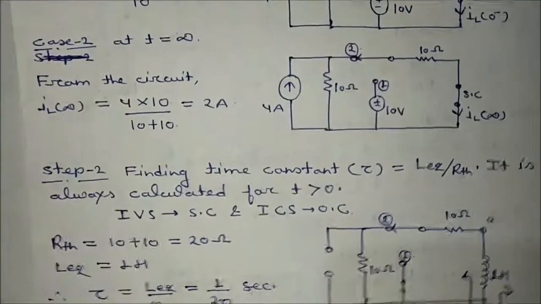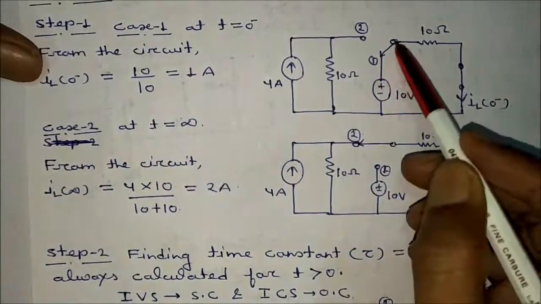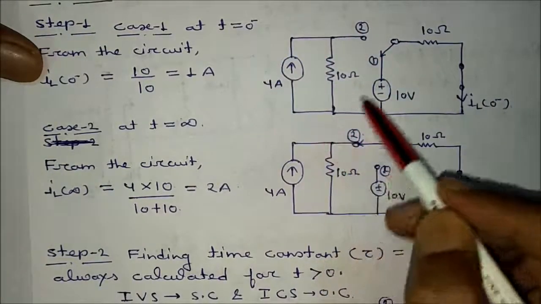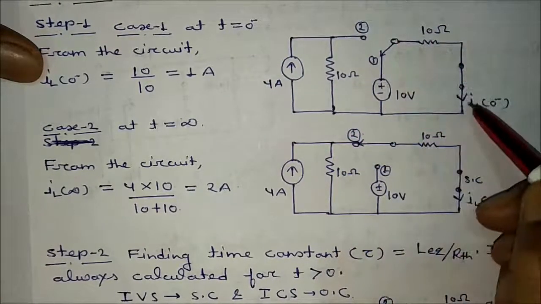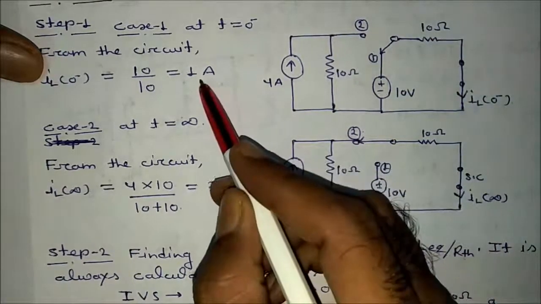Is it okay? Like this. At position 1, this has been removed from here. How much will this current be? 10 divided by 10. That is equal to how much? That is equal to 1 ampere.